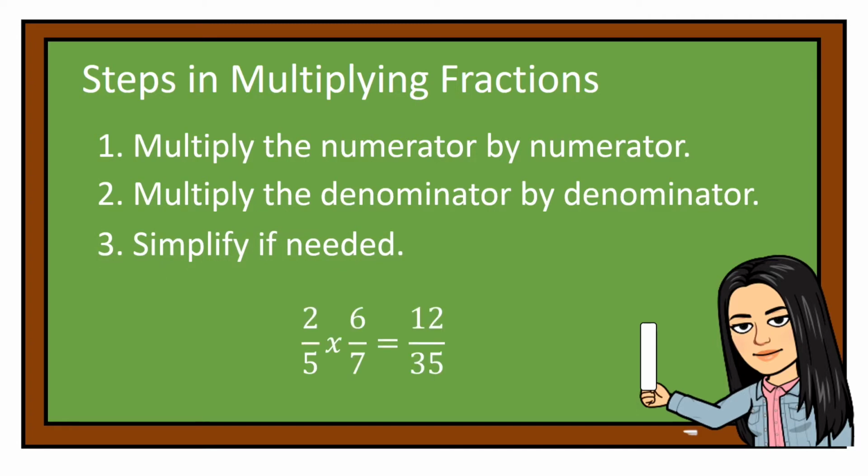Example, 2 over 5 times 6 over 7. So we have to multiply first the numerators. 2 times 6 is equal to 12. And then multiply the denominators. 5 times 7 is equal to 35. Since 12 and 35 don't have common factors, it means that it is already the simplified form.